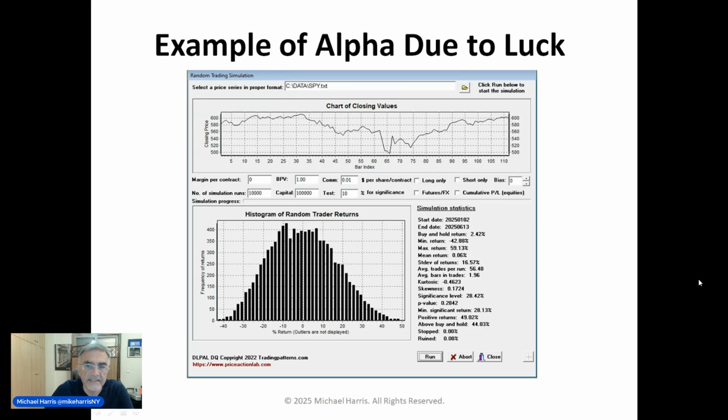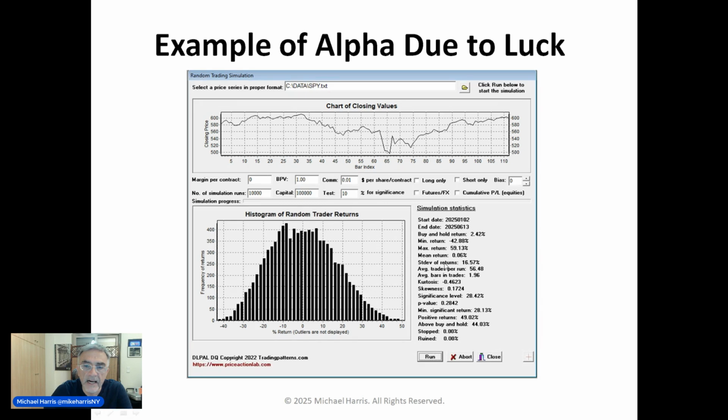And we can see here the statistics of this simulation. We simulate 1,000 random traders with $100,000 starting capital. Commission is 1 cent per share. And we test a 10% return year to date for significance. There is no cumulative P&L. We do not invest profits.